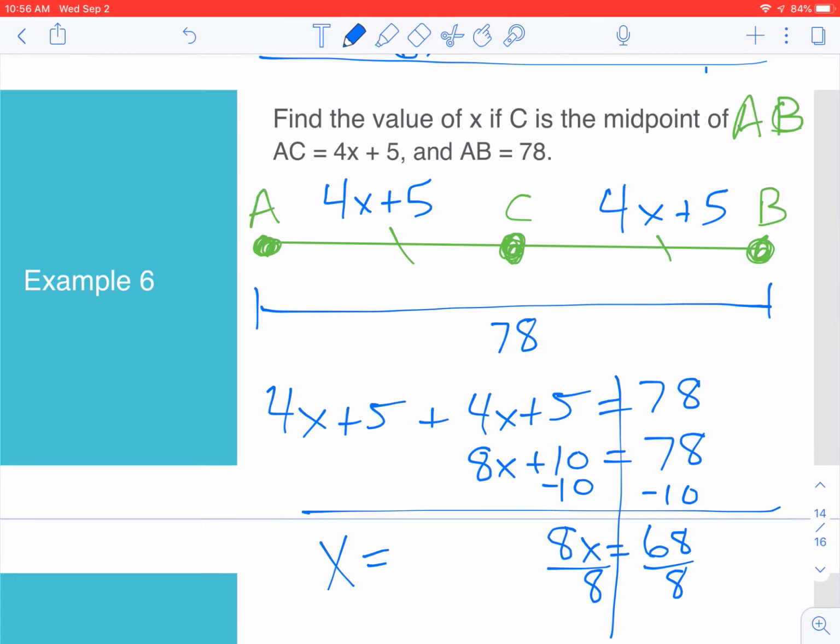And I think we're going to get a decimal here. Just dropped my calculator. 68 divided by 8. X equals 8.5. Because now this one just said find X.